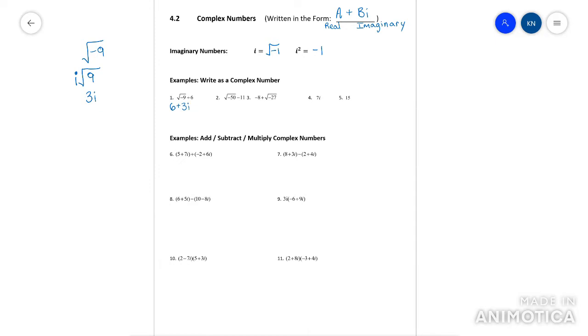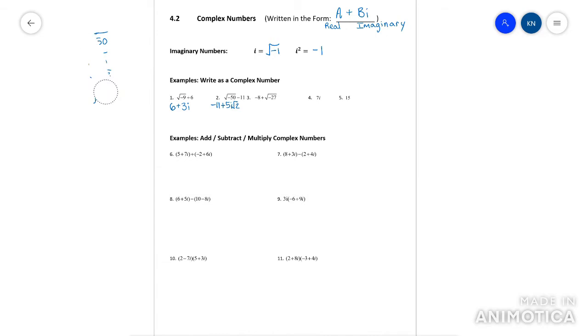Okay, number 2, root -50. Again, you take the i out, and then it becomes root 50. Then you can break down this root. Root 50 is root 25 times root 2, which is 5 root 2. But don't forget, you had the letter i out in front, so this actually becomes 5i root 2. If I had to write this as a complex number, the -11, the real part, would come first, and then positive 5i root 2 would come next.